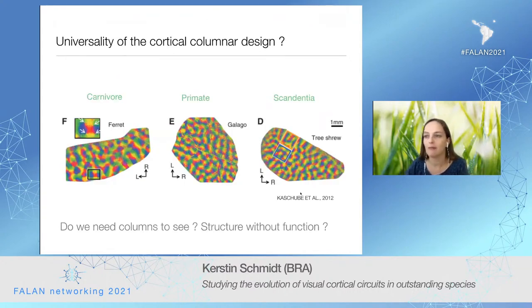So these pinwheel-like maps have been found in many animals, as I said, in carnivores, here an example, the ferret, in primates, also in nocturnal monkeys like the galago, and also in scandentia, which are remotely related to primates but are not primates, and even have, like the tree shrew in this example, quite lateral eyes. So the question arose, is it a universality of the cortical columnar design? This is what orientation selective neurons do. Do we need these columns to see, or is it a structure without function which emerges because of the way we study vision or the visual representations?